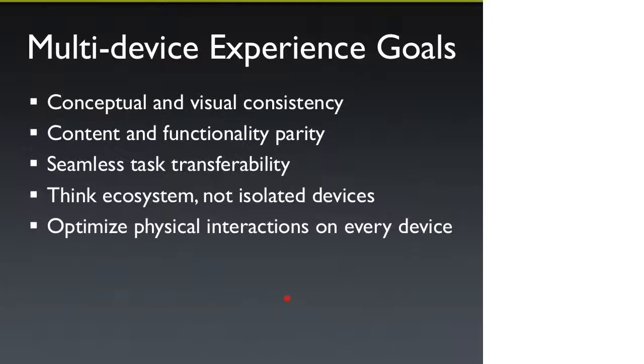It's very important. You want to be able to easily move and shift between tasks as you do things. And you want to think about the entire ecosystem, not isolated devices. So, for example, how does accessing the course site on a mobile device and on a desktop, even at the same time, work, or how does working on one device affect going to another device? And whenever possible, try to optimize physical interactions on every device as well.